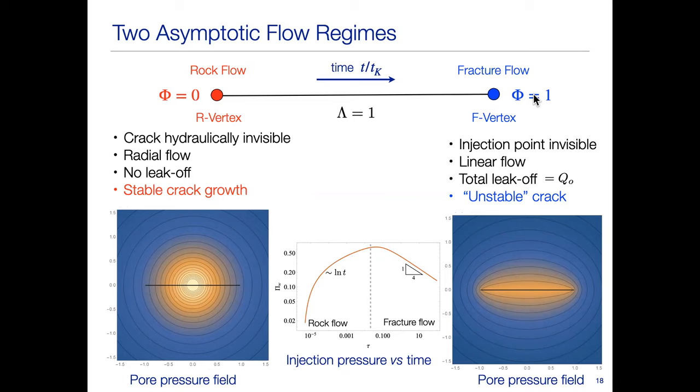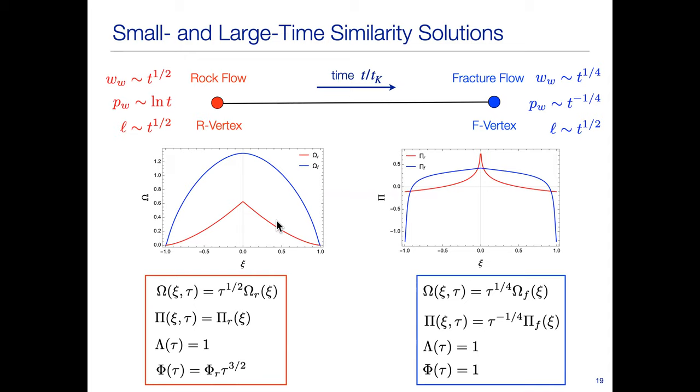So those are the kind of scaled forms. The blue is the large time, the red is the short time. This is the opening. Now, the large time is a bit more like a Griffith crack because the net pressure that you see on the right is not uniform, but it's nearly uniform. So it reminds you of the Griffith crack, but you have a cusp-like variation.